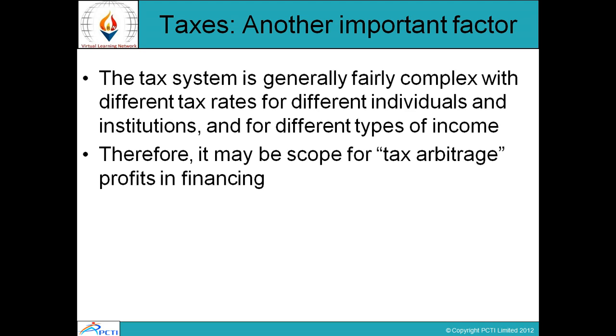Tax is another important factor. The tax system is generally fairly complex, with a different tax rate for different individuals and institutions, and for different types of income. Therefore, there may be scope for tax arbitrage profits in financing.